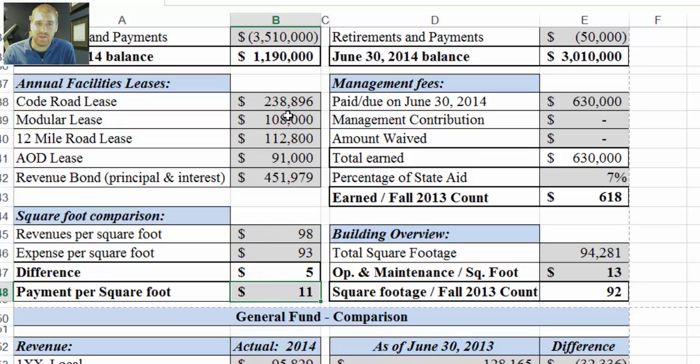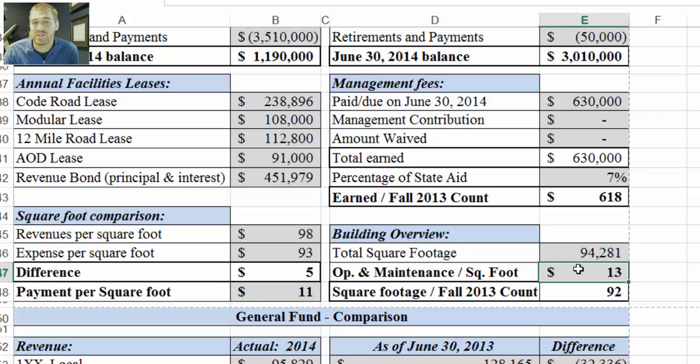Payment per square foot. This calculation is a little different. If you notice up here, it takes all of these payments and then divides by the total square footage. And so that's what that is. So the total payment per square foot for all these buildings, taking all these lease payments, is $11. I believe our average is 14. So the school is good in that respect. Even though there's a lot of buildings and a lot of stuff going on, it's still pretty good.